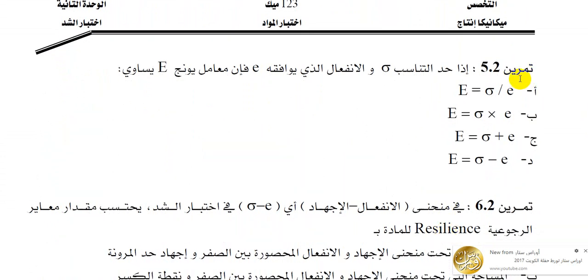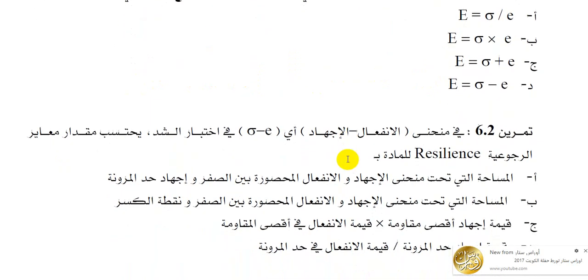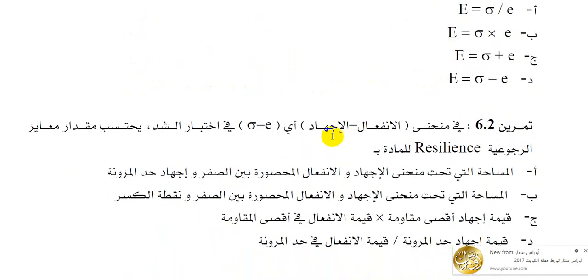Good. Exercise 5.2: at the proportionality limit, with stress sigma and the corresponding strain epsilon, the Young modulus will be equal to stress over strain, as you can see right in front of you. Exercise 6.2: in the axial stress-strain curve, the sigma-epsilon tensile test curve, the resilience coefficient, or the resilience modulus, will be calculated.